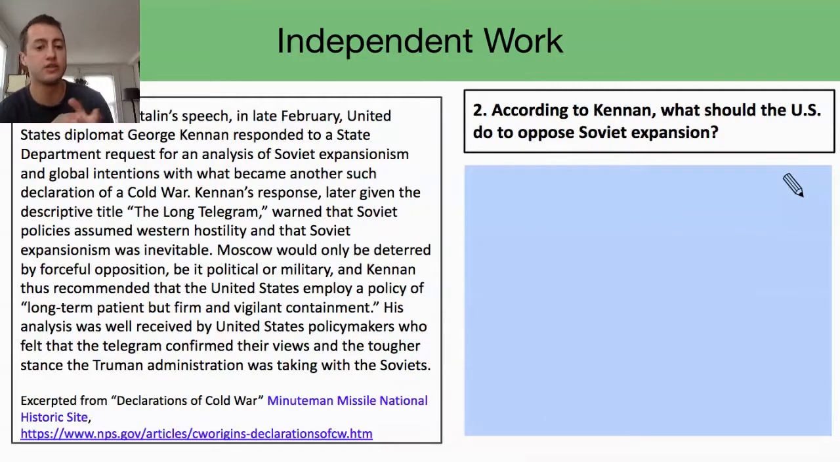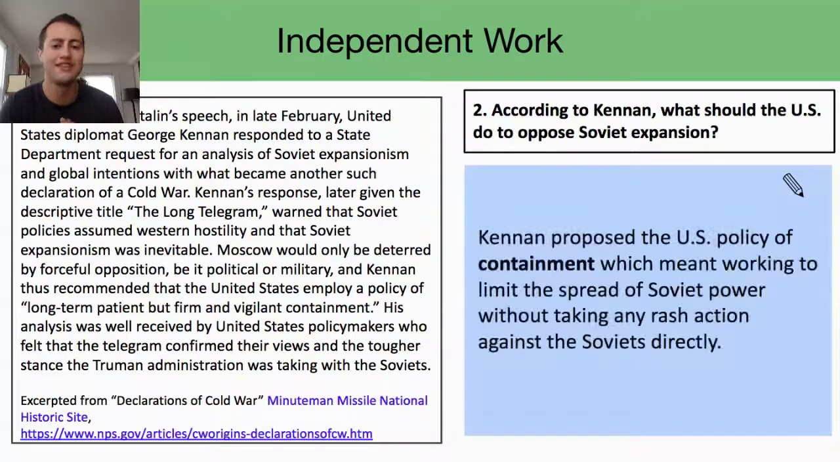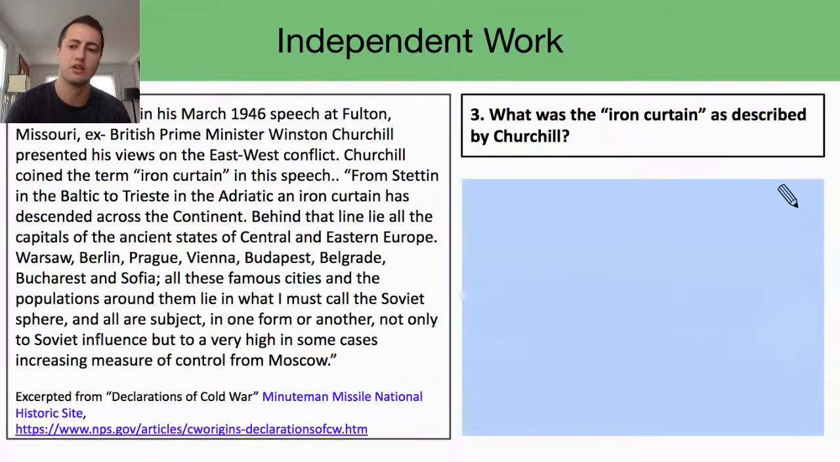In the next section, which is actually simply a continuation of the same resource, which is linked down here, it asks, according to Kennan, what should the US do to oppose Soviet expansion? And this is where the students are really going to be talking about containment, which is a big vocabulary word for the Cold War. So Kennan proposed the US policy of containment, which meant working to limit the spread of Soviet power without taking any rash action against the Soviets directly. And you'll notice I am putting these in my own words, which is something that students really should be trying to do and not just copying words that they don't necessarily understand from the document.